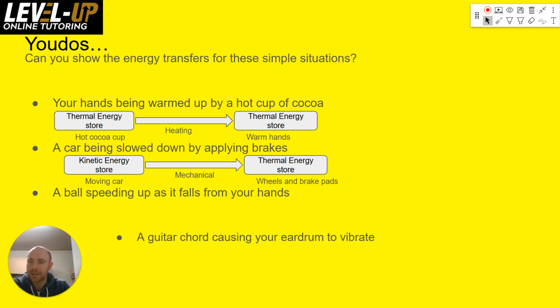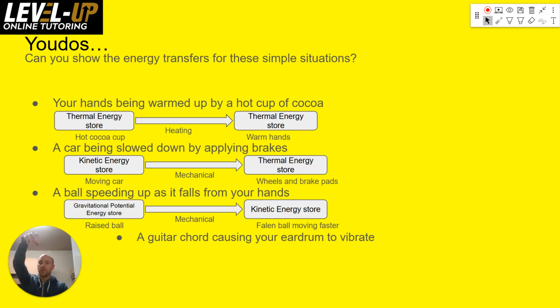Ball speeding up as it falls from your hands. So in this case, you start off with quite a large potential energy. It's high up. You drop it and it speeds up. It turns into kinetic energy. What's the process? What is the transfer? Well, again, there is a force. Not so obvious because no one's pushing it, but something is pushing it or something is pulling it. Gravitational force is pulling it. The weight of that ball is pulling it downwards towards the earth, and it's pulling it down with a force over a distance. If there is a force and a distance, then it is a mechanical transfer.